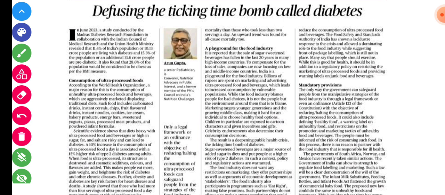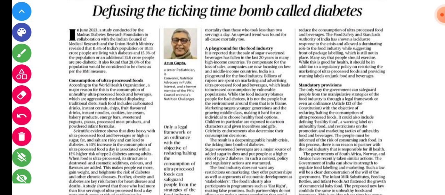So first, this article, "Defusing the ticking time bomb called diabetes." Here you can see the data about diabetes. Recently, the World Health Organization declared diabetes as a severe and critical non-communicable disease in the world. And the Indian Council of Medical Research and Union Health Ministry revealed that more than 11.4% of the population are living with diabetes and 15.3% of the population, or an additional 13.6 crore people, are pre-diabetic.